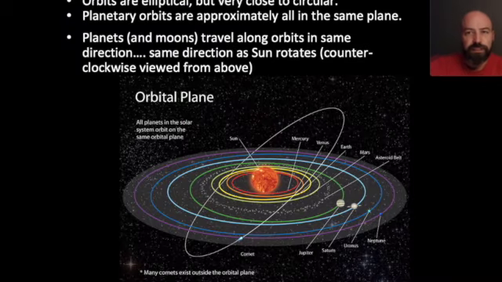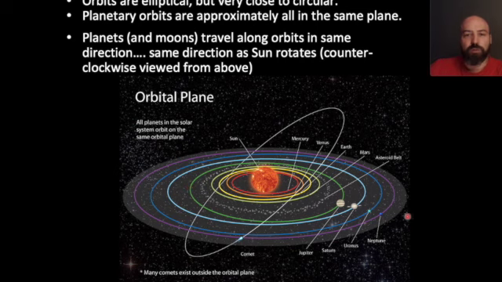Now, looking at our solar system, the way it's set up, we notice that we have the sun in the center, and then we have the planets, and their orbits are slightly elliptical. This was actually something found by Johannes Kepler with his data from Tycho Brahe.